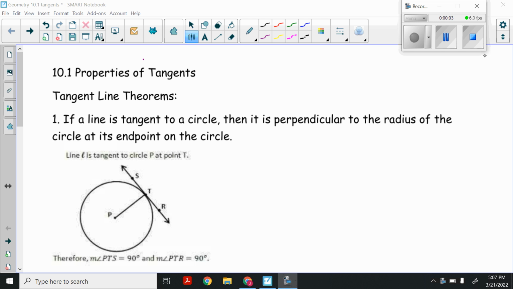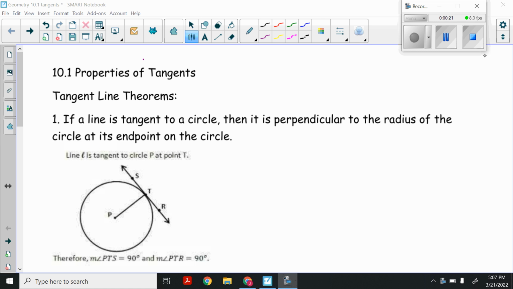Today in geometry, we're going to look at section 10.1, properties of tangents. So we're going to look at the tangent line theorems. The very first one says, if a line is tangent to a circle, then it is perpendicular to the radius of the circle at its endpoint on the circle. Remember that perpendicular means creates a 90-degree angle.